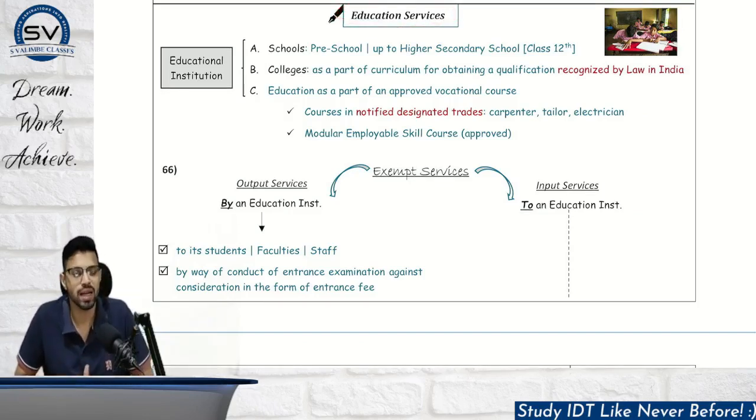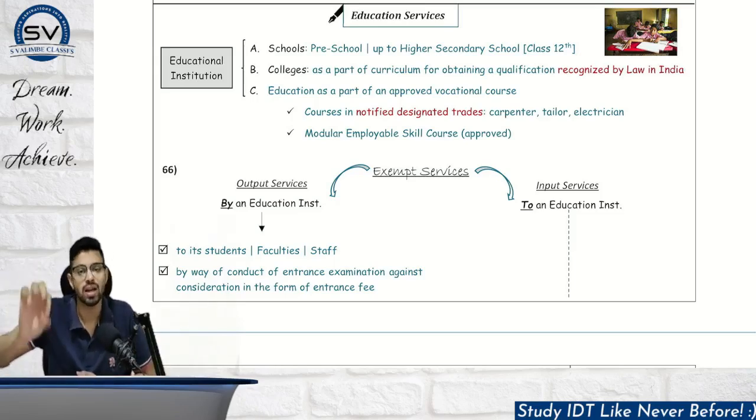First of all, we need to understand what we mean by educational institution, because unless something is an educational institution, education services will always be taxable. For example, the institute that I own, S. Valimbe classes, is an educational institution, correct? In normal layman's words, it is an educational institution because I am providing educational services. But am I exempt from GST? The answer is no. Why? Because as per GST law, there are some specific 3 types of educational institutions.